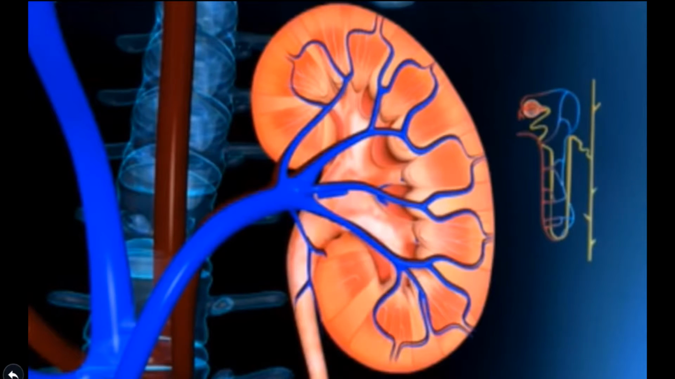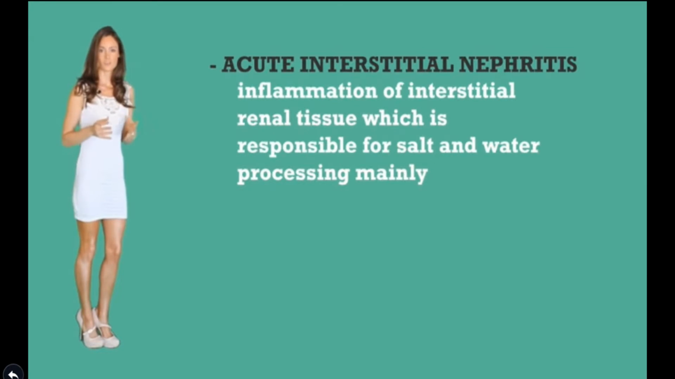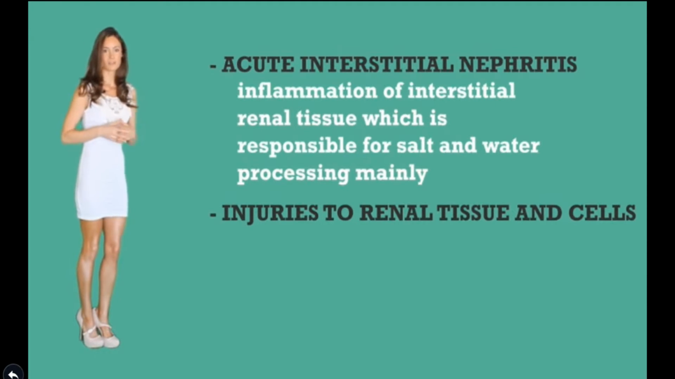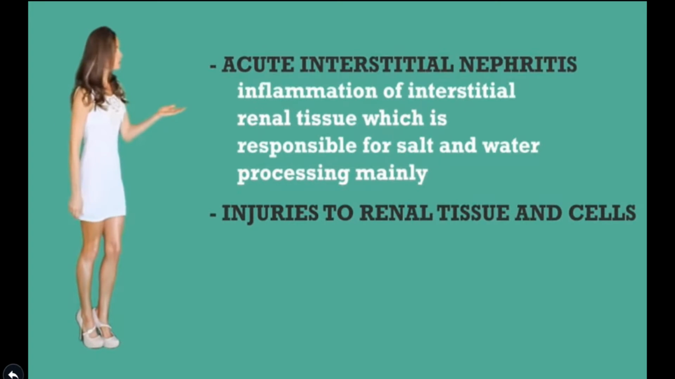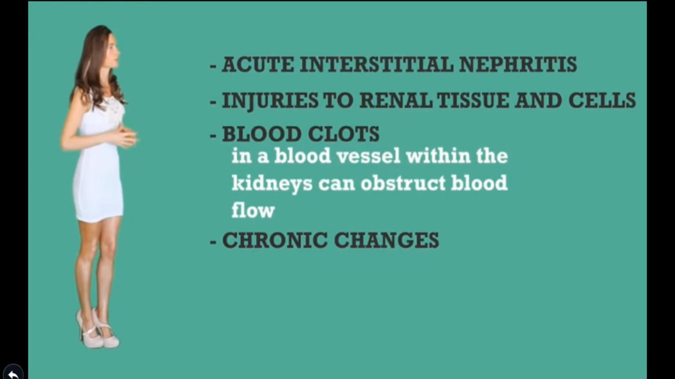Most of the filtration process occurs in these tubules inside the kidneys. Acute interstitial nephritis is another cause. This means inflammation of the interstitial renal tissue, which is responsible for salt and water processing mainly. Injuries to renal tissue and cells can also be a cause. Also, blood clots within the blood vessel within the kidney can obstruct blood flow, and chronic changes can also be caused by blood vessel disease.